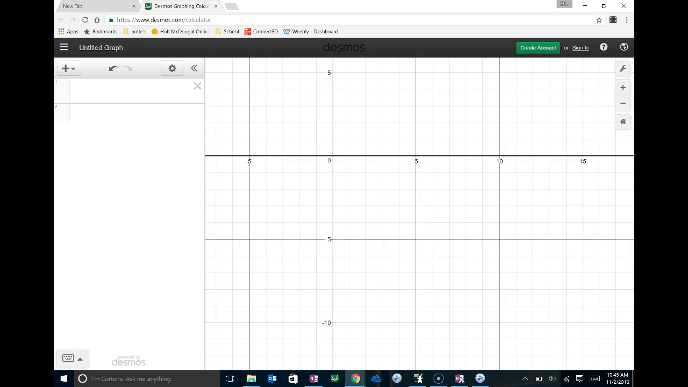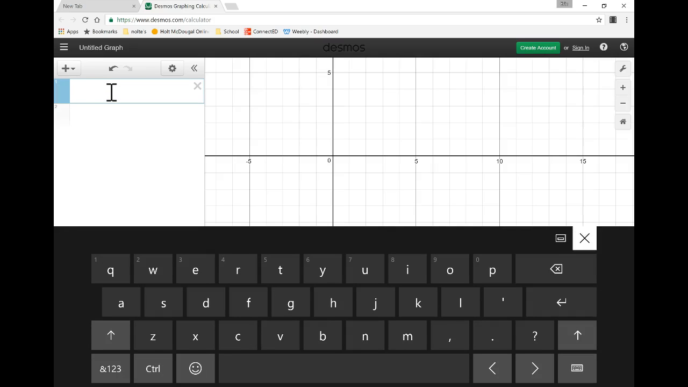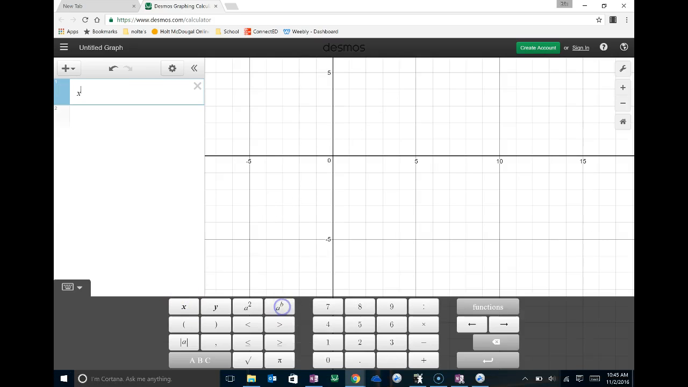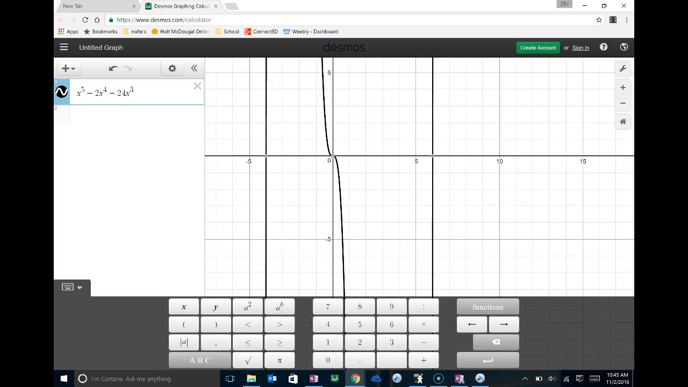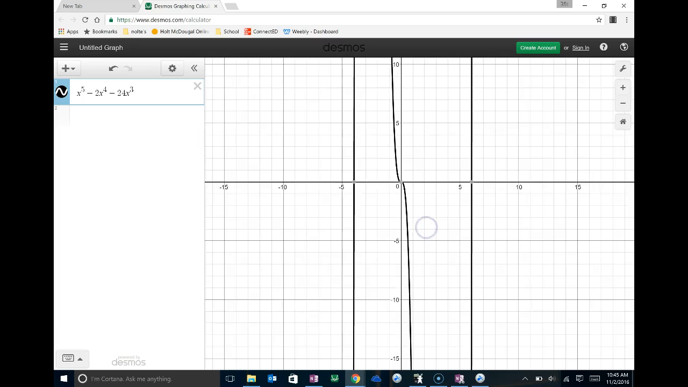Okay, so can somebody read me number 2? x to the fifth minus 2x to the fourth minus 24x cubed. Okay, so this is really interesting. So we see this John Travolta, and we can see the 3 zeros that we found.